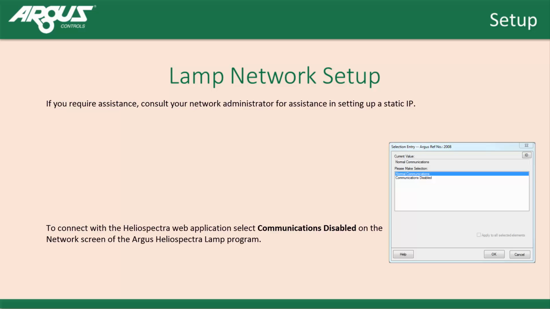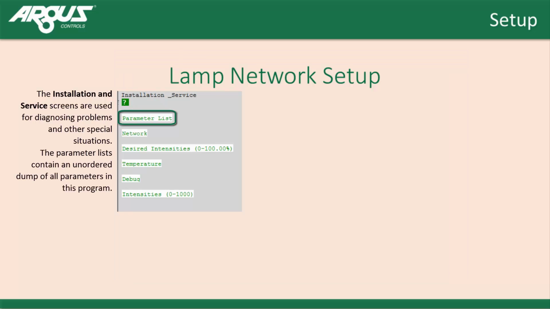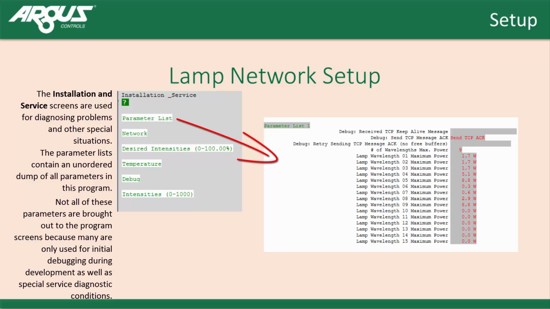To connect with the web application, select Communications Disabled on the network screen of the Argus Heliospectra LAMP program. The installation and service screens are used for diagnosing problems and other special situations. The parameter list contains an unordered dump of all parameters in this program. Not all parameters are brought out to the program screens because many are used for initial debugging during development as well as special service diagnostic conditions.